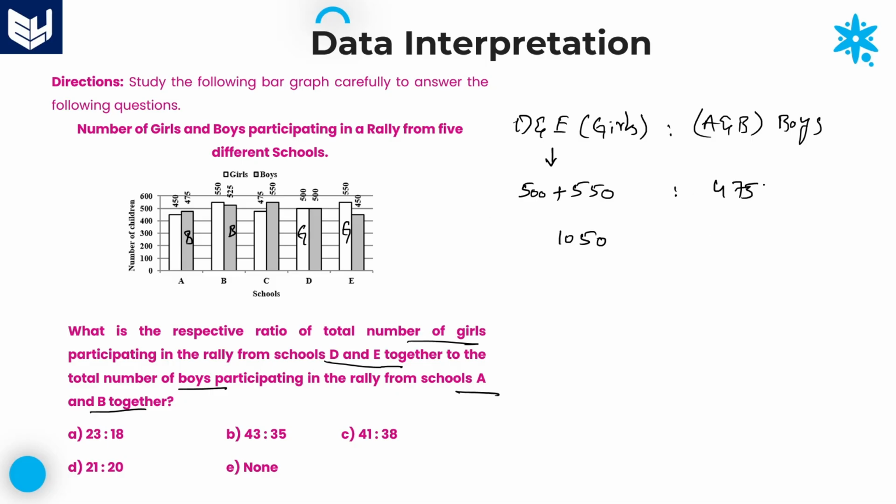475. That is school A. Whereas coming to school B, 525. School B, 525. Now you can add these two. 475 plus 25, 500. 500 plus 500, that is 1000.